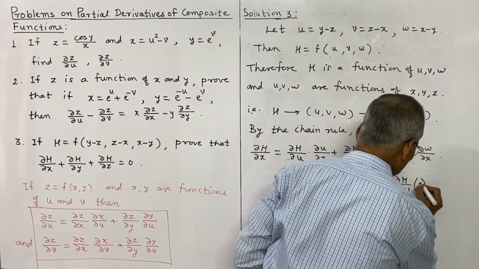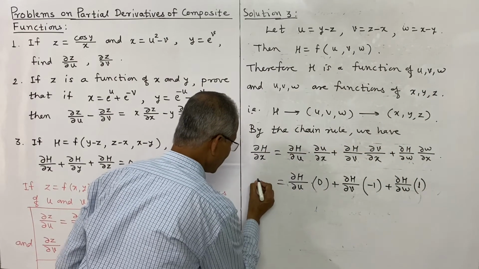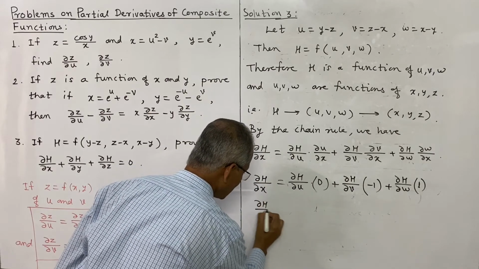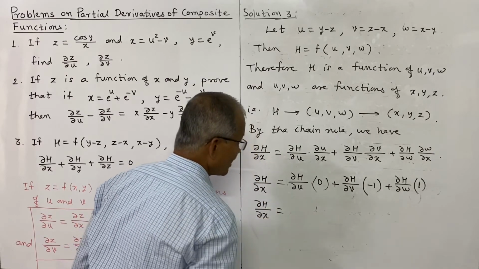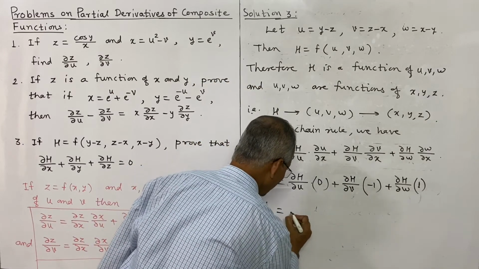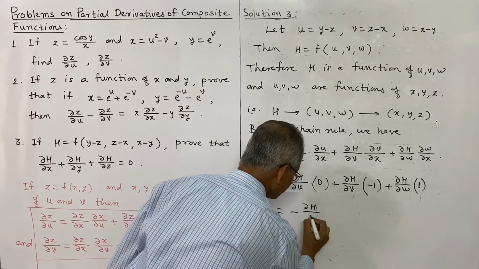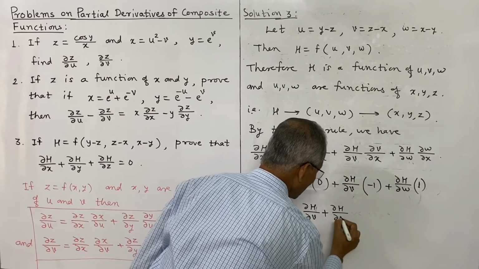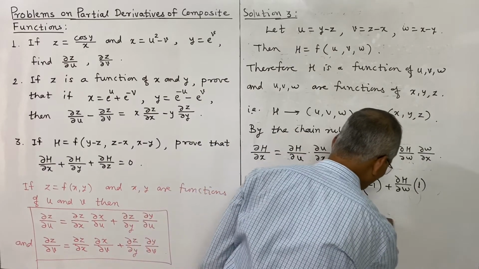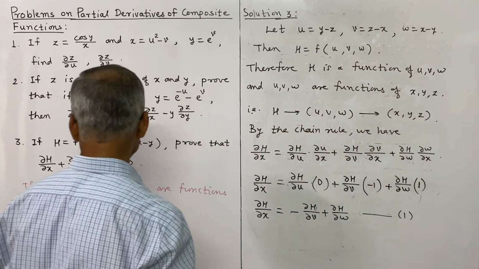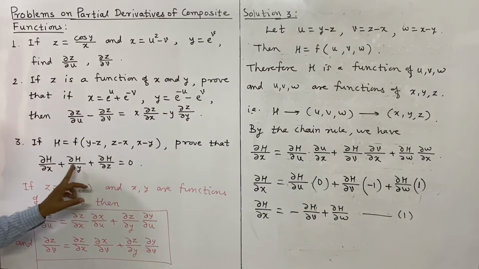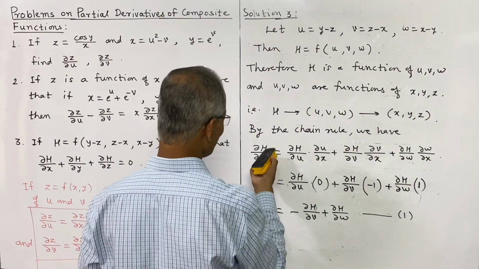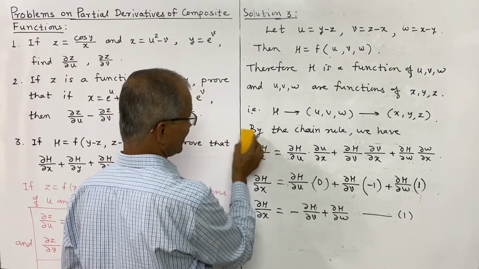So this much is the derivative dou h by dou x, or we can simplify this as dou h by dou x is equal to, this is 0, this is negative dou h by dou v, and plus dou h by dou w. I shall suppose this as 1. Further, because we have to find out these three values and then add it. Now next, what is the partial derivative of h with respect to y? That we shall obtain.